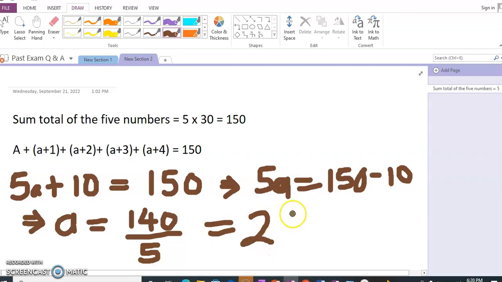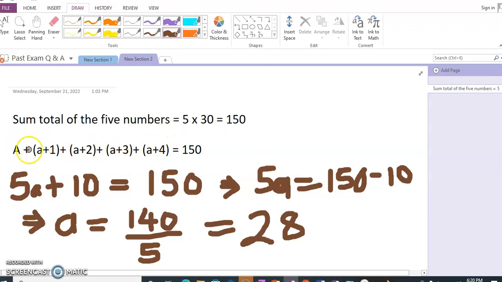Yes, it will give us 28. Now if A means 28, remember, we have 5 consecutive numbers that made up 150, and when you divide 150 by that 5, that's why you have the mean as 30. We'll try to understand this and establish it. That's exactly what we did.